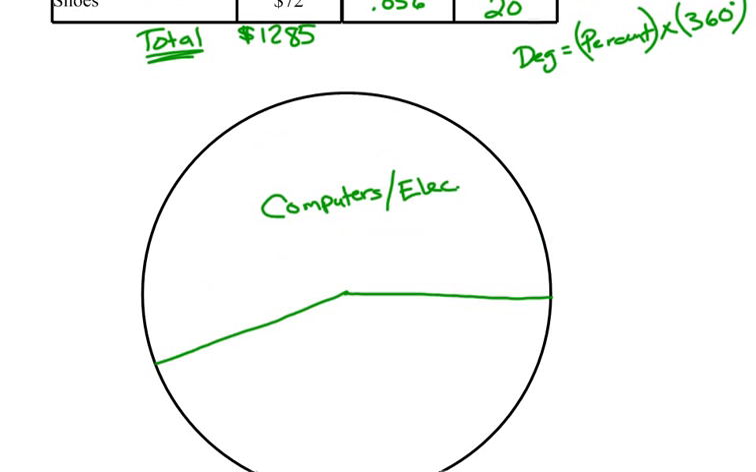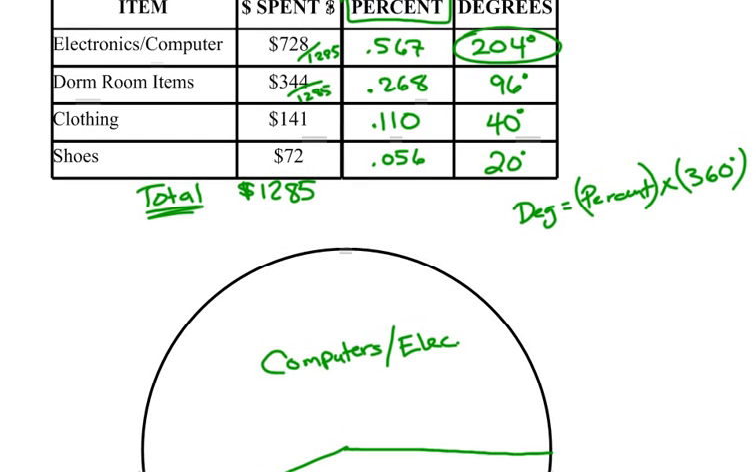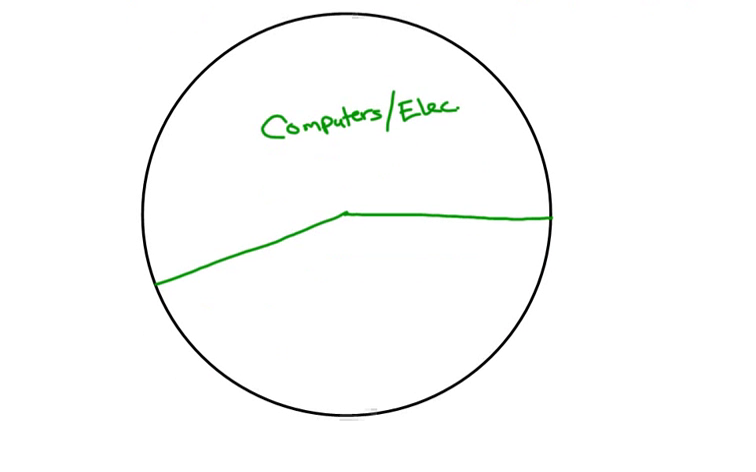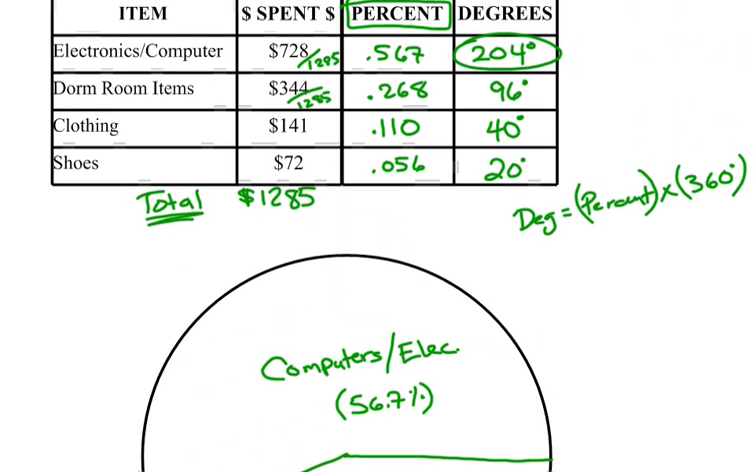The percentage there was pretty high. That was 0.567, or over half. So we'll say that's 56.7%. We'll label that in there, maybe just for the viewer to kind of get a feel for what percentage that actually is. Our next category was dorm room items, and that was 96 degrees.